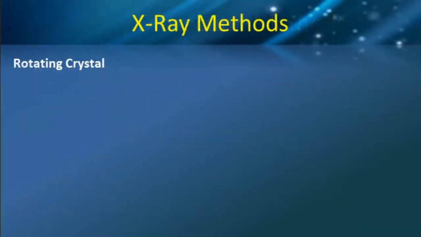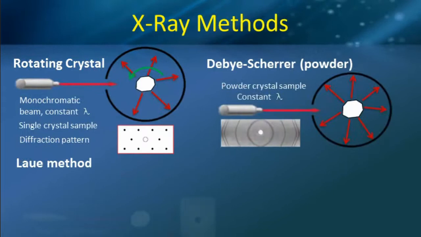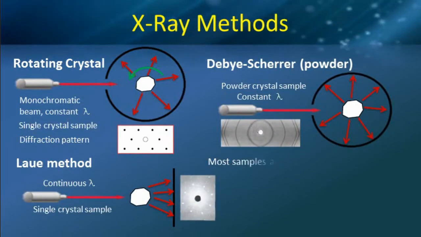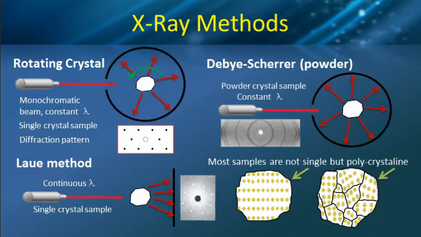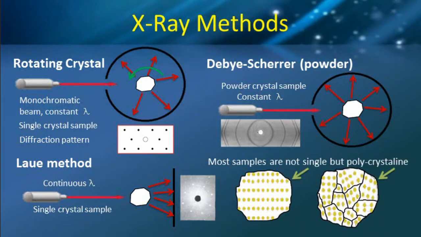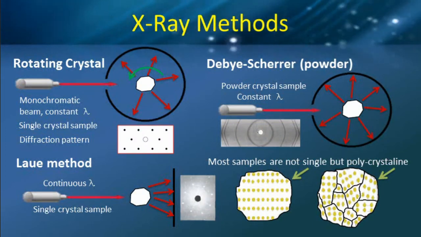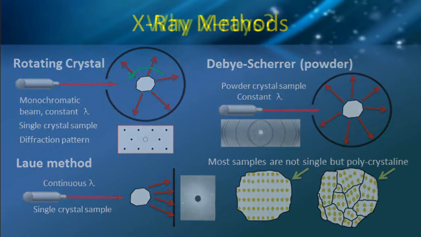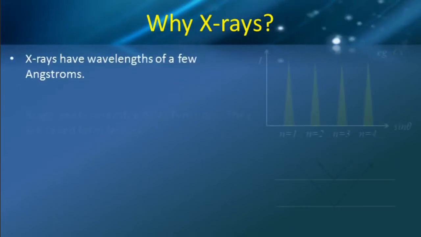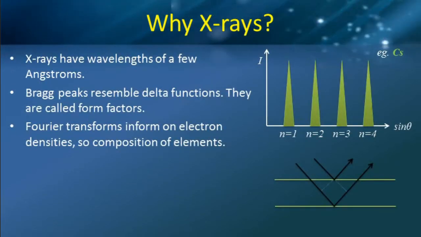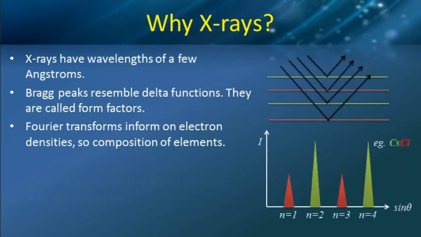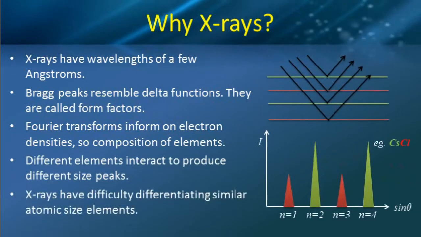There are three main types of X-ray crystallography. The most common is the powder diffraction method, due to the fact that most crystals are not single but polycrystalline. To overcome this issue, crystallographers grow their own crystals. But why use X-rays? They have a wavelength of the order of a few angstroms. They are scattered by electrons, and so Bragg peaks resemble delta functions giving Fourier transforms of the electron densities inside the material, so we can determine the composition.